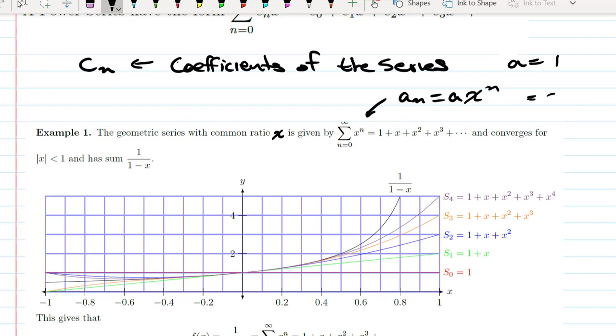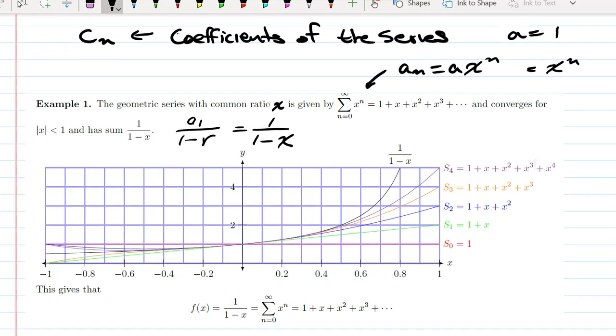So x to the n, and that would be convergent as long as our common ratio is less than 1. So that converges when the absolute value of x is less than 1, and it converges to the sum of our geometric series, which is a over 1 minus r, because our a is 1. In this case, that would be 1 over 1 minus x. And so that would converge to the sum of this series.